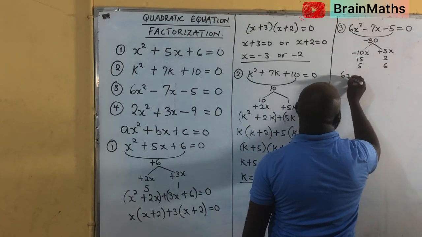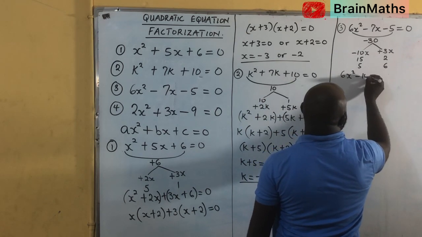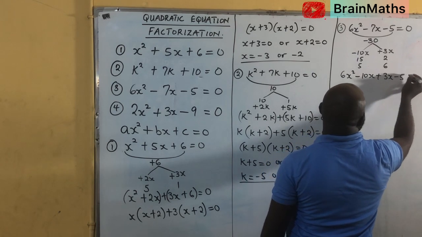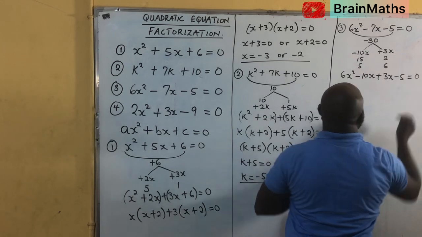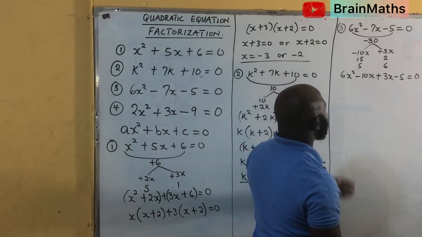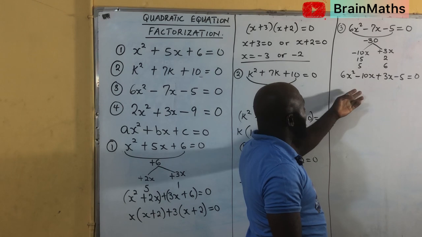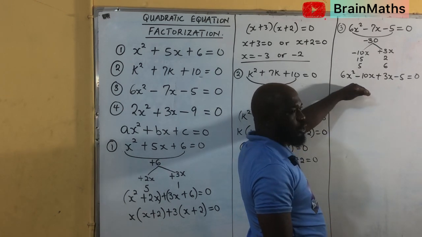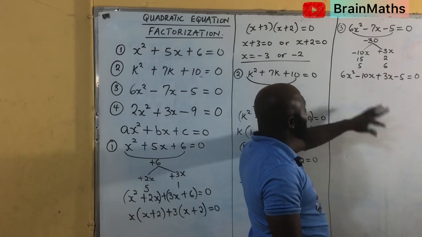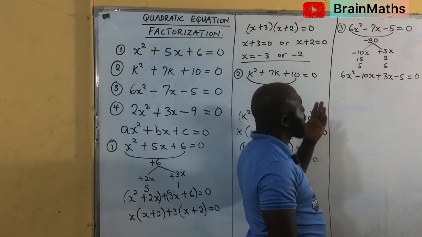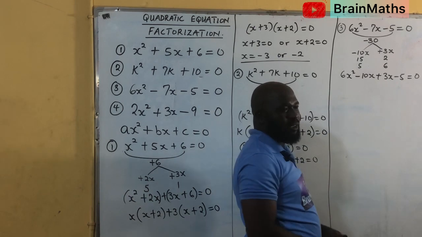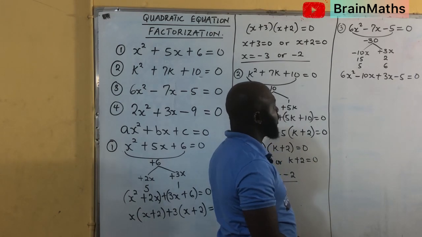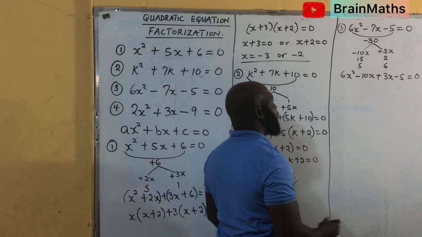So we have 6x squared minus 10x plus 3x minus 5 equals 0. Now, one of the things we have to be very careful and wary of is the arrangement of these numbers. In this kind of situation, it is better for us to pair numbers that can be easily divisible by the other one. But still continuing with this one, we are still going to be able to solve the problem.